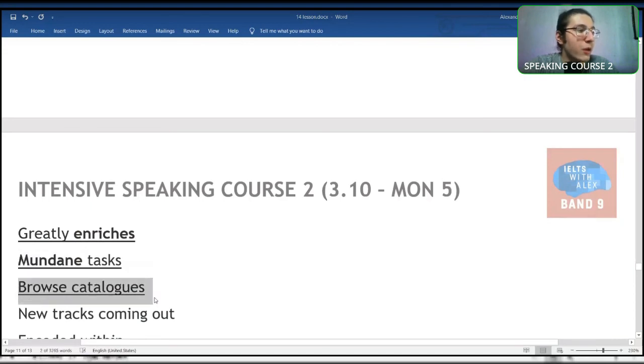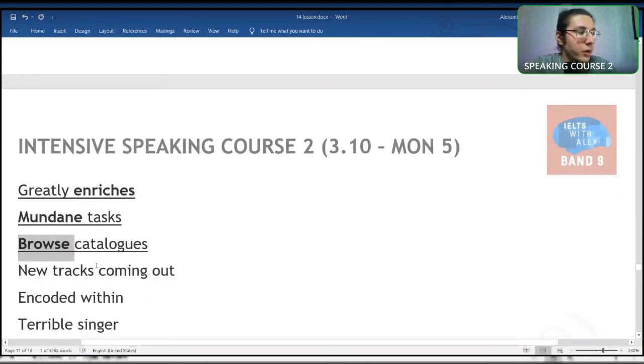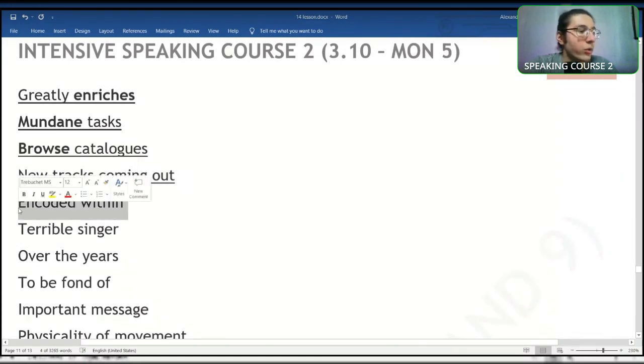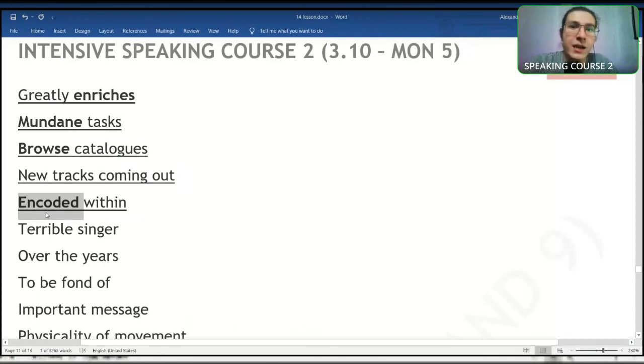Browse catalogs. Browse means to look through. This is also a great collocation. New tracks coming out. Tracks means music tracks. Encoded within. Encoded means the information inside of something. Usually you can use this to talk about the idea encoded within, which means the idea inside of something.